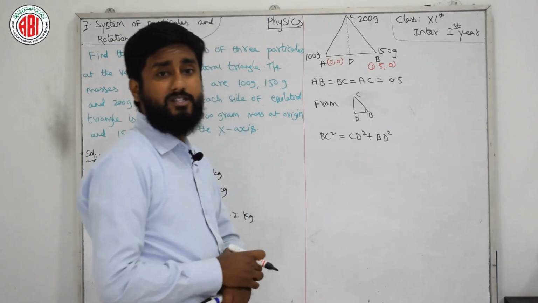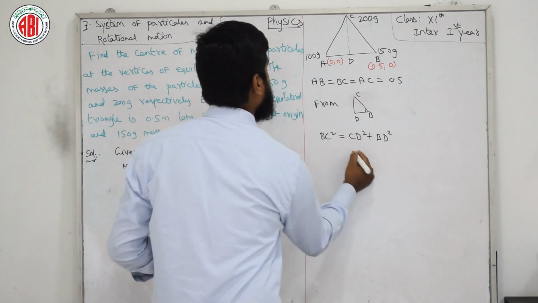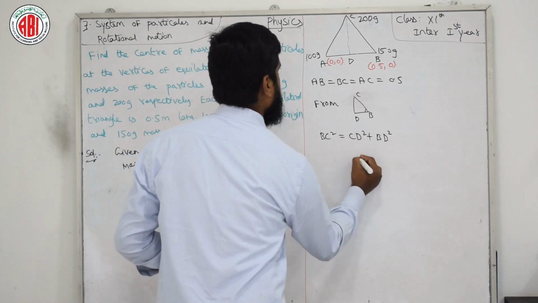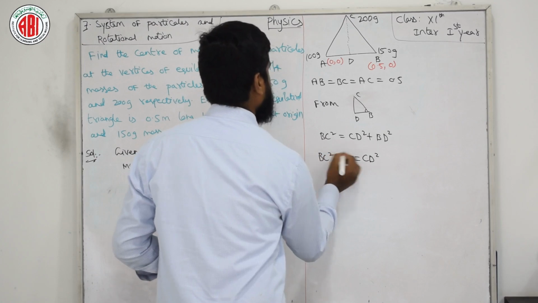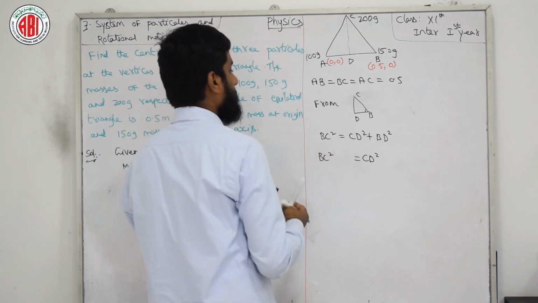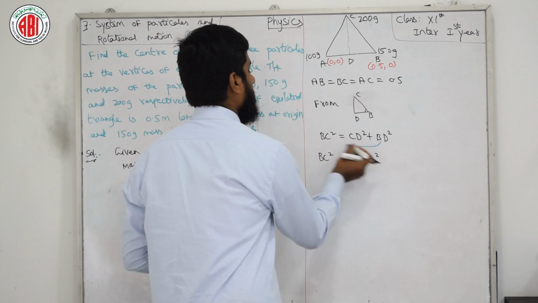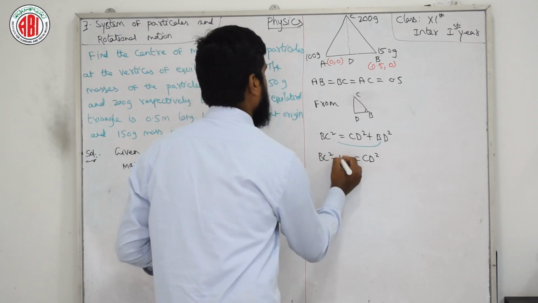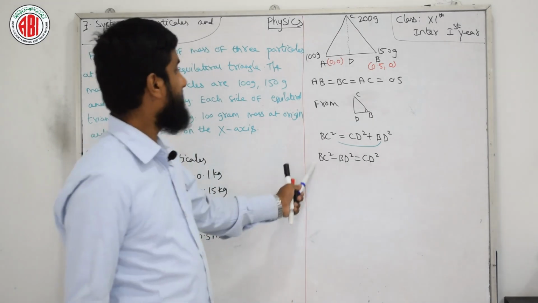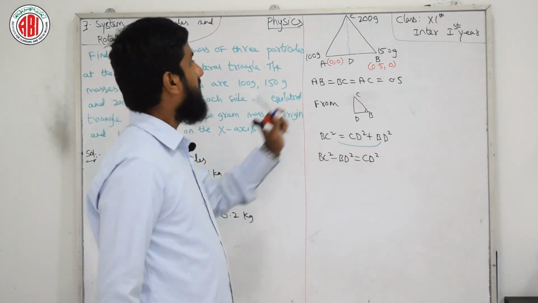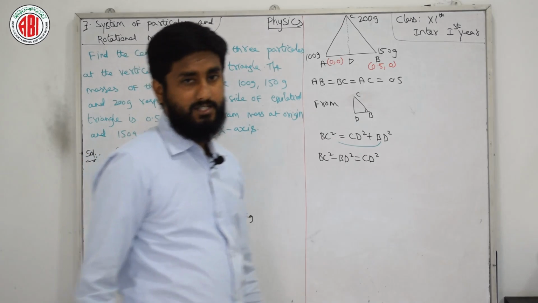For that, I am just going to keep CD square as it is, and BC square as it is. This value goes to the other side, like BD square goes to the other side and becomes minus BD square, isn't it? Now we have the BC value and the BD value with us.